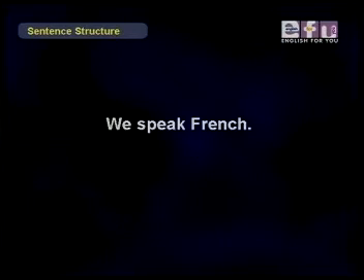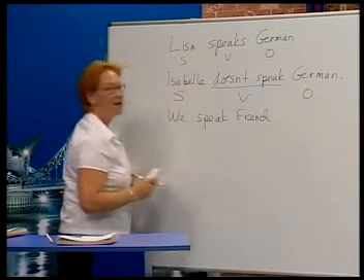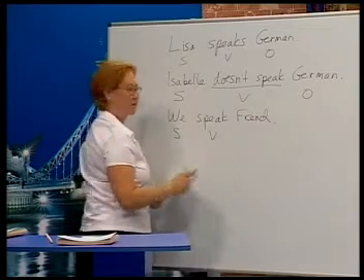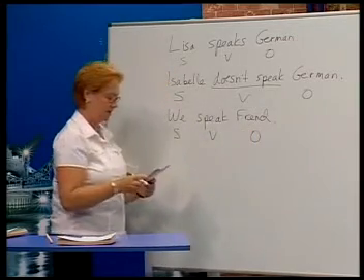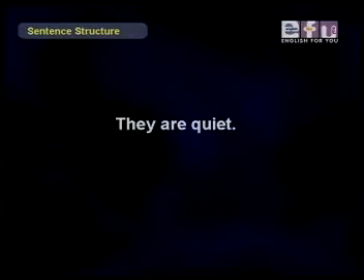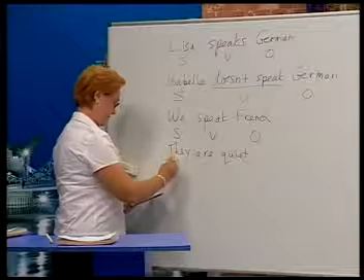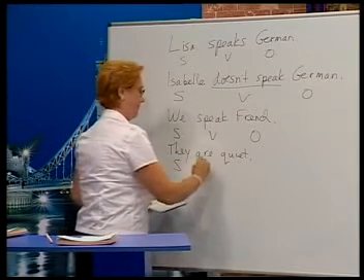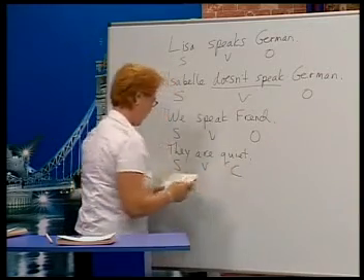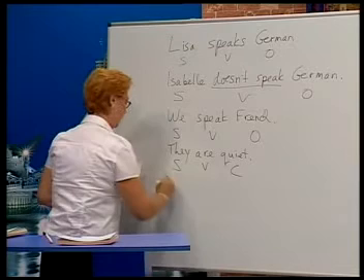We speak French. Okay, Ali, you tell me the parts of the sentence. We is the subject. Speak is the verb. French is the object. Yes, very good. Now, Lisa, here's another one. They is the subject. Are is the verb. And quite is the complement. Yes, good girl. Okay, here's another one.